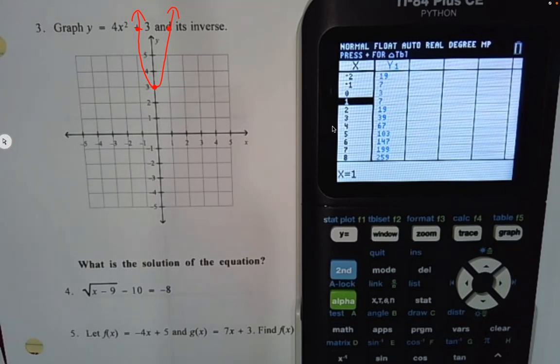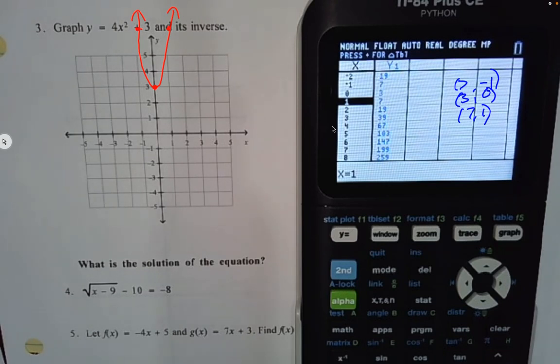I'm going to put 7, -1 together, 3, 0 together, and then 7, 1 together. Does everybody know where I got those numbers from? All I did was take these and switch them. Now I'm going to graph those, and that'll be my inverse, which is a square root thing, but we don't even have to do that.